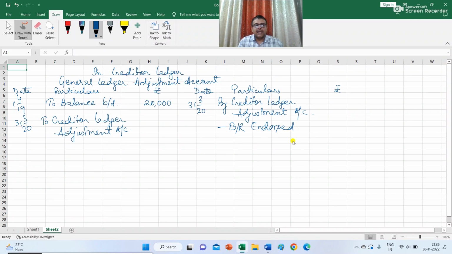So your credit balance, or creditor balance, is being reduced by the endorsing of the amount of BR. So this amount is basically 5,000.